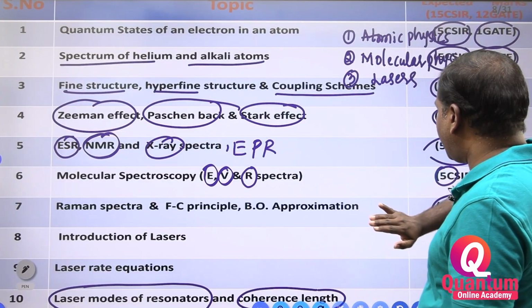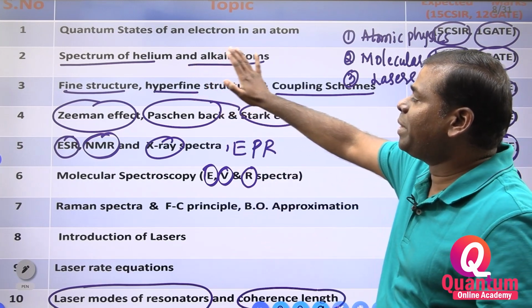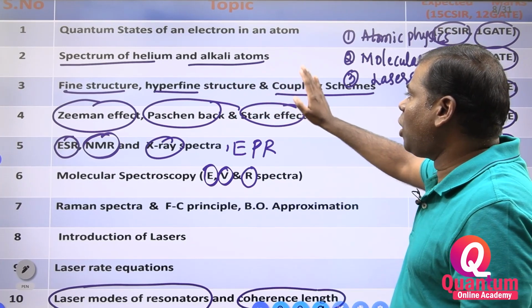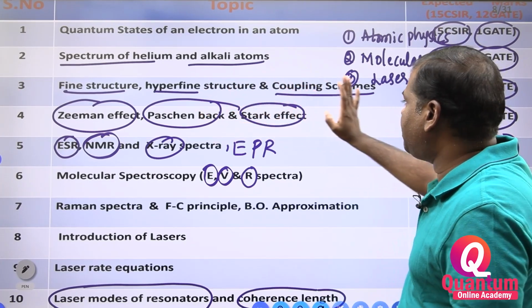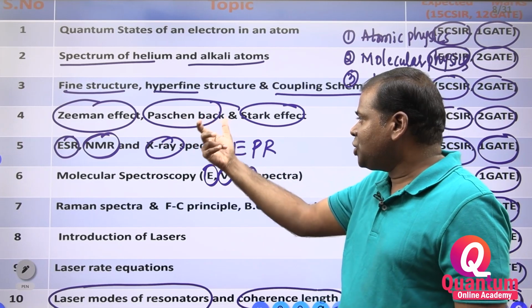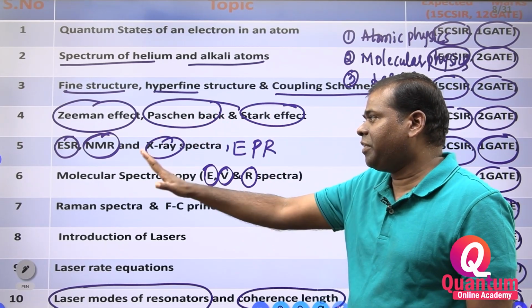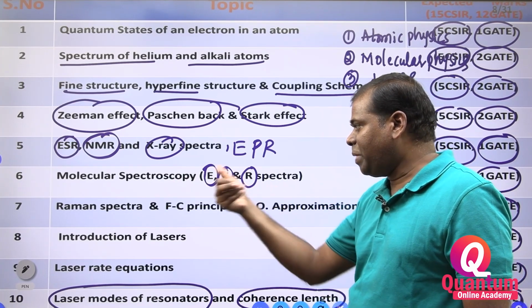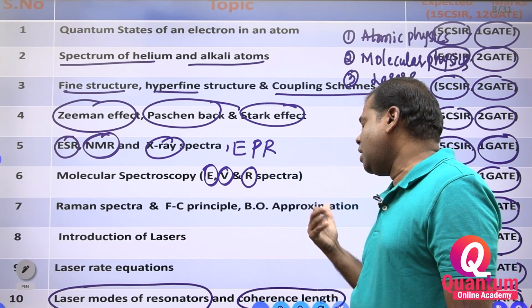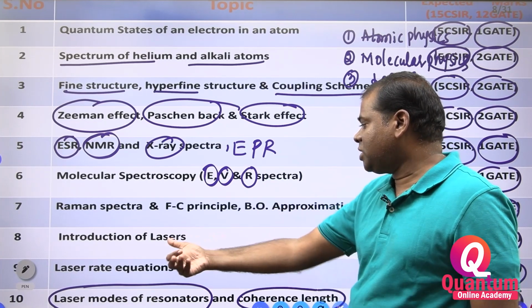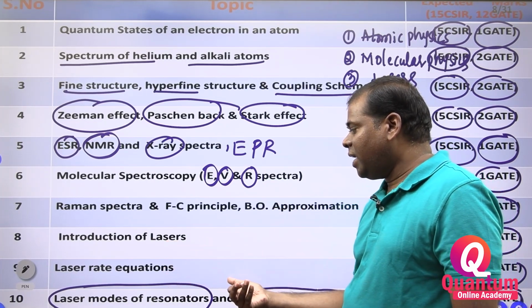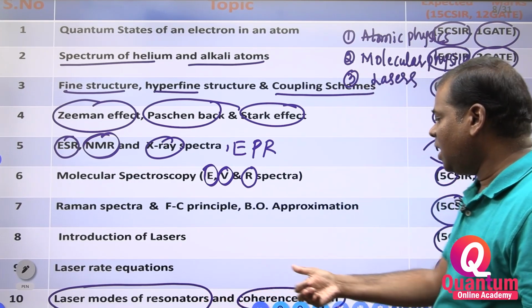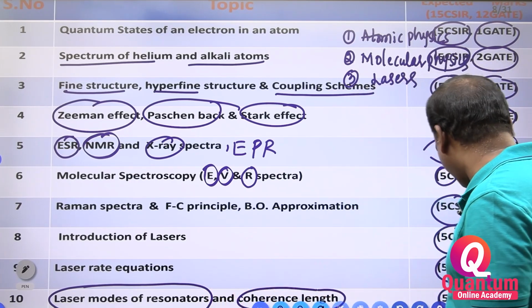If you really like, we have to take the quantum states of an electron in an atom, spectrum of helium and alkali atoms, fine structure, hyperfine structure, coupling schemes, Zeeman, Paschen-Back and Stark effect, ESR, NMR and X-ray spectrum, molecular spectroscopy, Raman spectra, Franck-Condon principle and Born approximation, introduction of the laser, laser rate equation, laser modes and resonances, laser modes of resonators and coherence length.